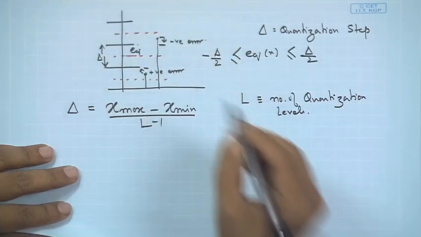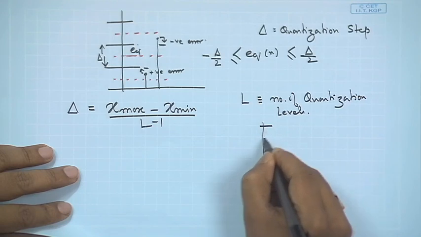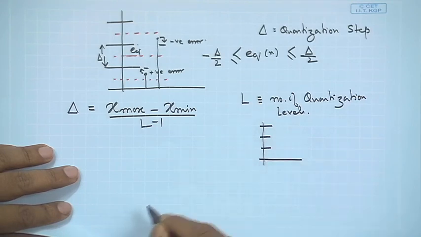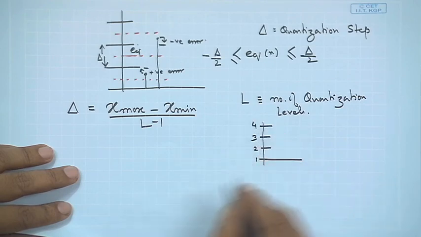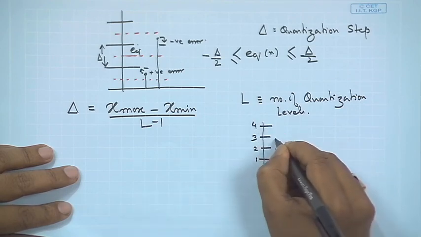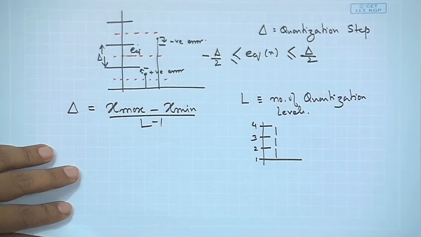So, if there are L levels, the picture is clear: 1, 2, 3, 4. If there are 4 levels, 1, 2, 3 and 4, then you have 3 intervals.